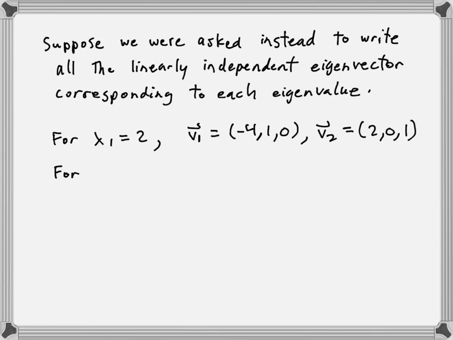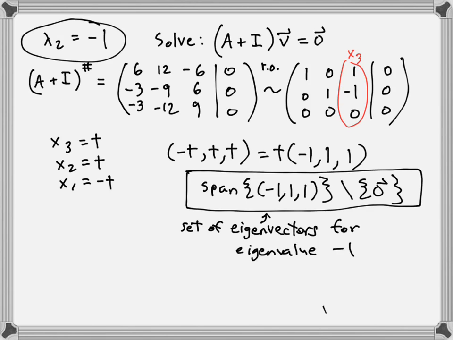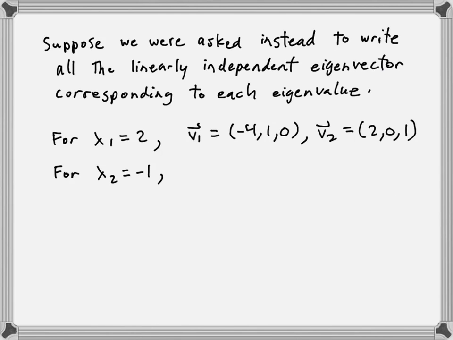For lambda 2, which is -1, we had only one eigenvector, didn't we? -1, 1, 1. Do you guys see it? It's right here. Linearly independent, I mean, obviously, right? Because it spans a whole set, but I'll call it V3. This is equal to -1, 1, 1. Okay?